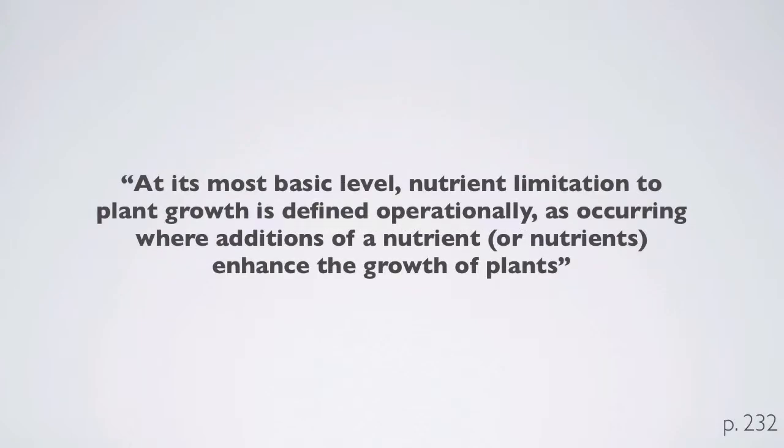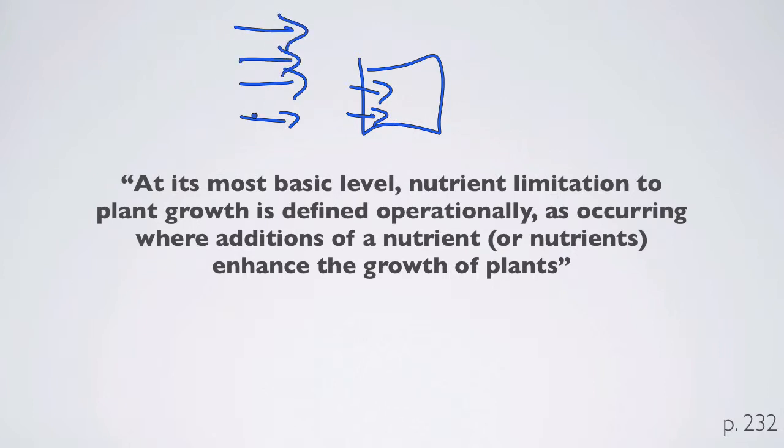At its most basic level, nutrient limitation to plant growth is defined operationally as occurring where additions of a nutrient or nutrients enhance the growth of plants. So, measuring supplies of nutrients to plants and then their requirements is not necessarily easy. And to do that for 22 different elements becomes really hard.